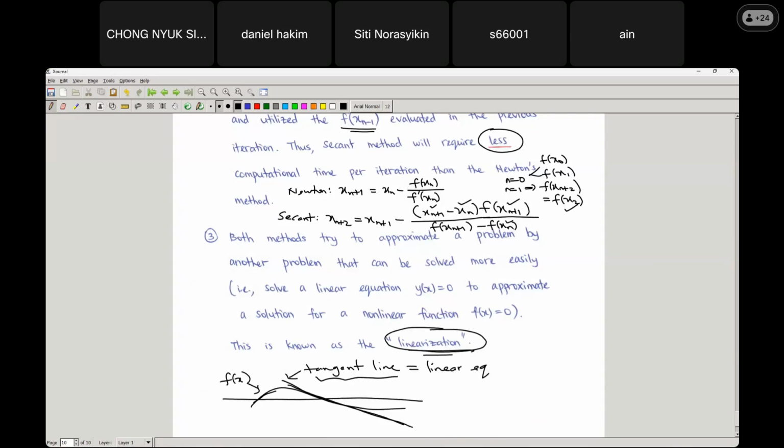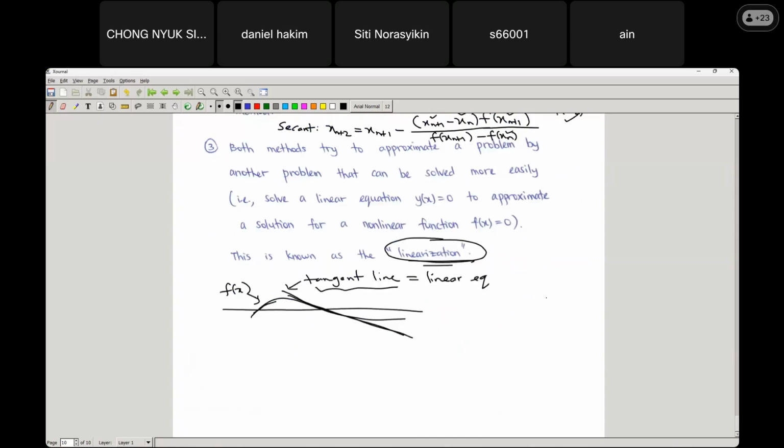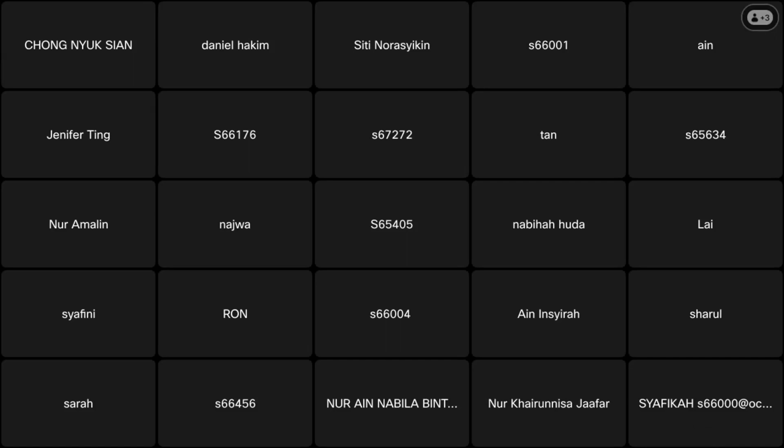From the tangent line, you approximate the solution. So this is called linearization. Okay, so the next one, okay, I think I'm done with these notes. Yes, we are done with section 2.3. So we are going to section 2.5.